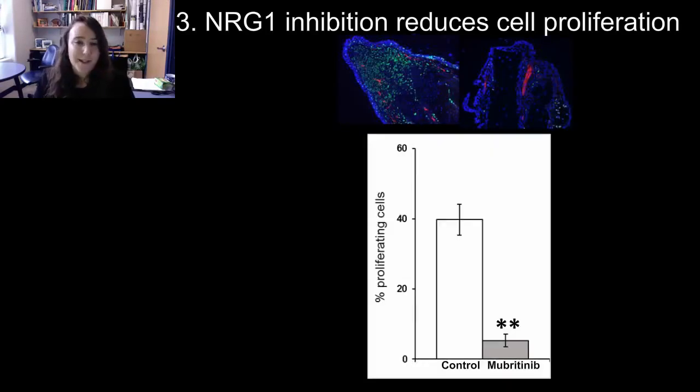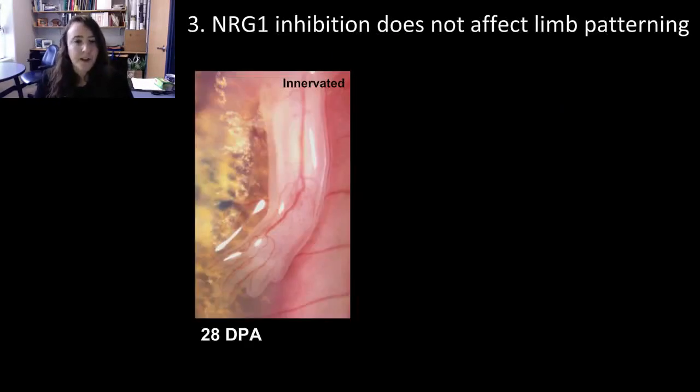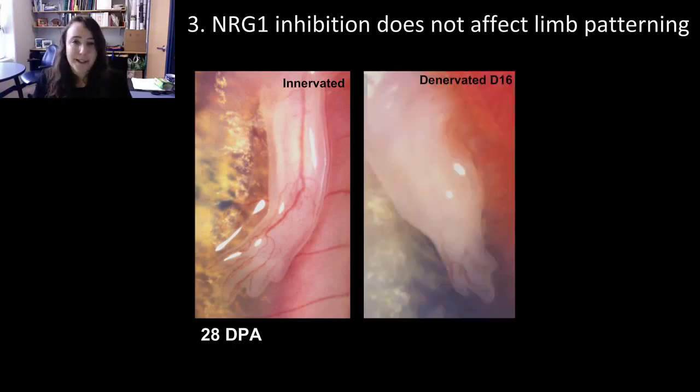Now, unsurprisingly, when we went through and quantified, counted the number of green cells that we saw, proliferation was very, very heavily reduced in these ibrutinib-treated limbs. Now, this was what happened if we added the drug at day 0, the same time that we amputated the limbs. If we add the drug later on, we got a bit of a different effect. So here's a control limb, 28 days post-amputation. We haven't done anything to it.